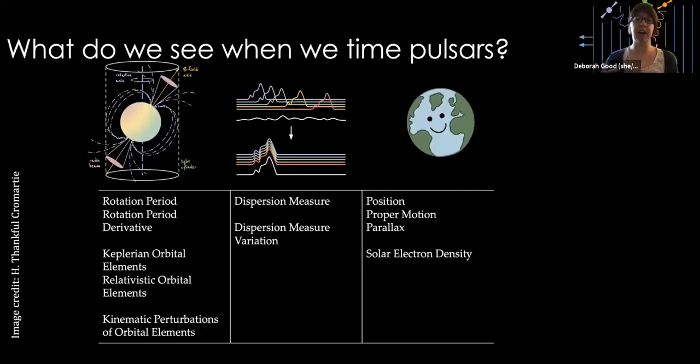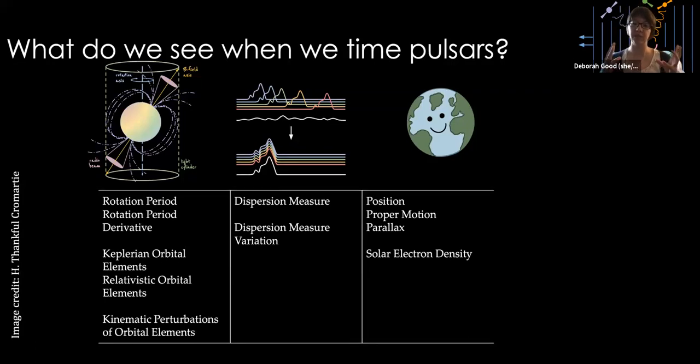What are some of those things we actually see when we time pulsars? Well, I like to split it up into 3 different places where the thing can be happening. First, there are things that are related to the pulsar itself. That's things like the spin period derivative. Many of our MSPs are in binaries, so then we have both classical and relativistic binary orbital elements. And for some of our best timed pulsars, we also get to do kinematic perturbations to those orbital elements. There are also things that happen because we're observing the pulsar from Earth, which is a specific place.